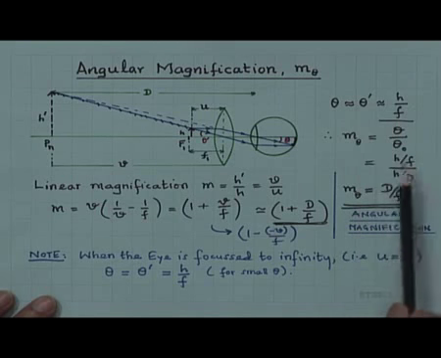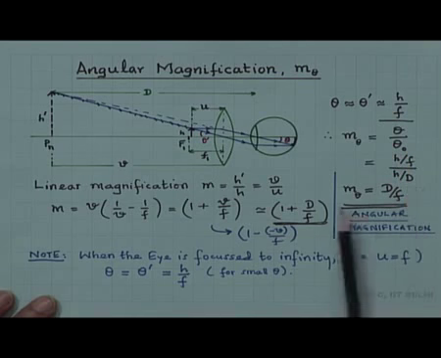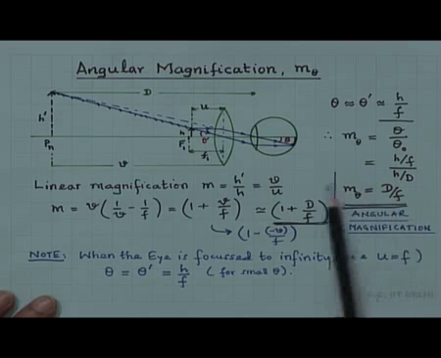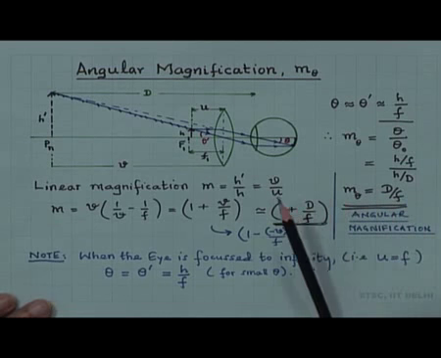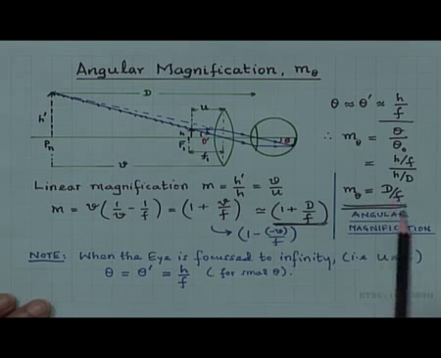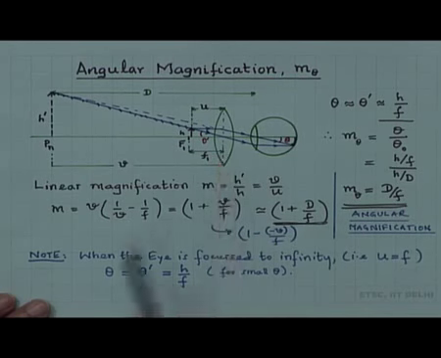Theta we have already seen is h by f, and theta 0 is h by d, and therefore, m theta is equal to d by f. The angular magnification is d divided by f. F is the focal length of the lens which is introduced.